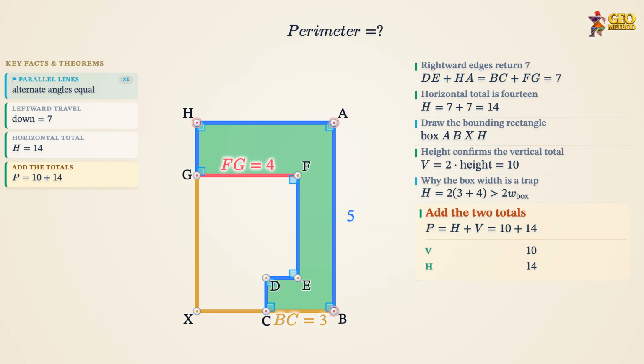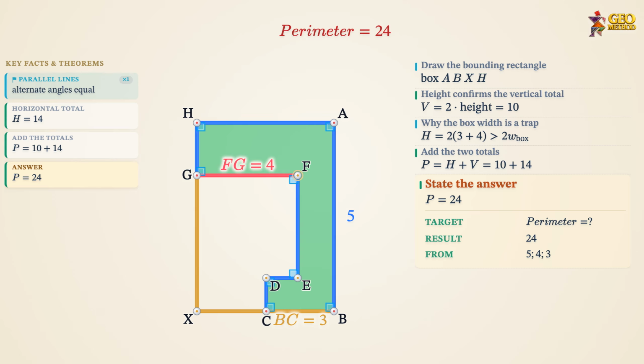Bring the two halves together, 10 from all the vertical edges plus 14 from all the horizontal edges. So the answer is 24. That completes the solution.